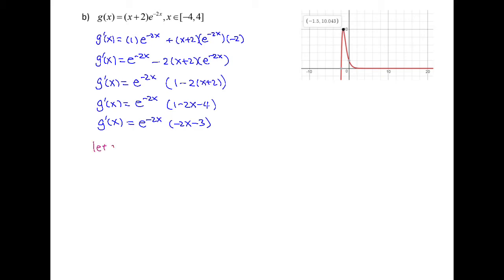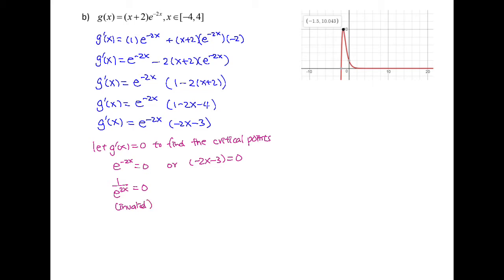Once again, you have to let G prime equal 0 to find the critical point. The first term, e to the power negative 2x, equals 0, or negative 2x minus 3 will be 0. Because the first one is a negative exponent, that means it's in the denominator, but the numerator is not 0, so therefore it will never be 0. That's invalid. Next one, negative 2x equals 3, that means x equals negative 3 over 2.